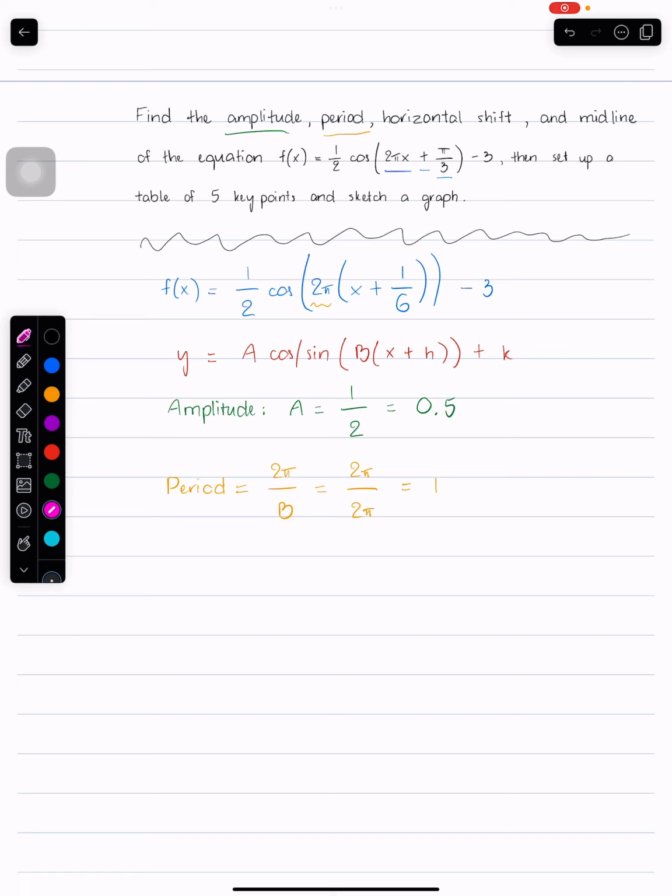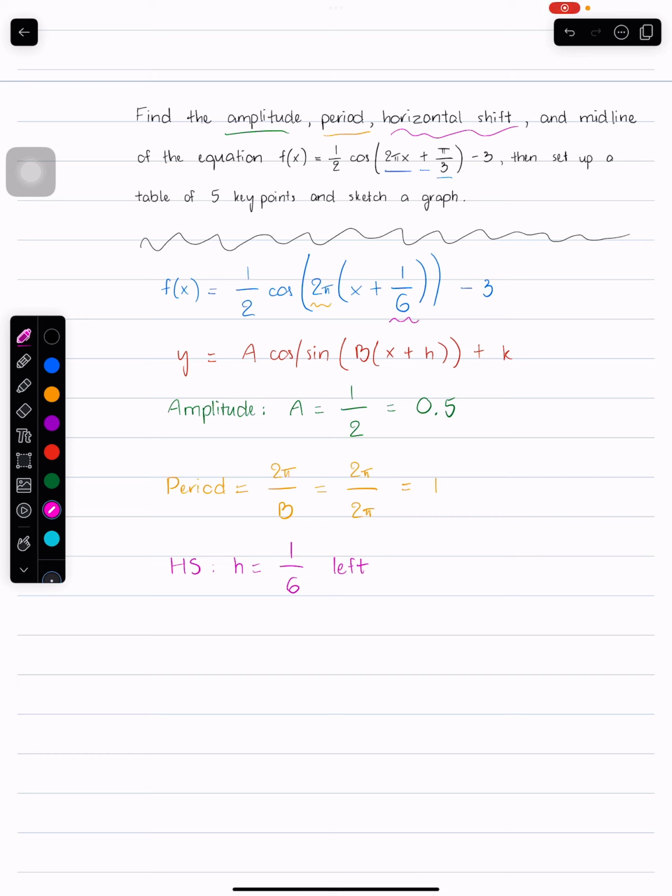And then next up, in pink, we have horizontal shift. HS for horizontal shift. We know that equals H. The spot in here is a positive 1 over 6. And if you remember, for the horizontal direction, we have to go opposite to our intuition. So if we have a positive number, it means we go to the left. And if we have a negative number, it means we go to the right.